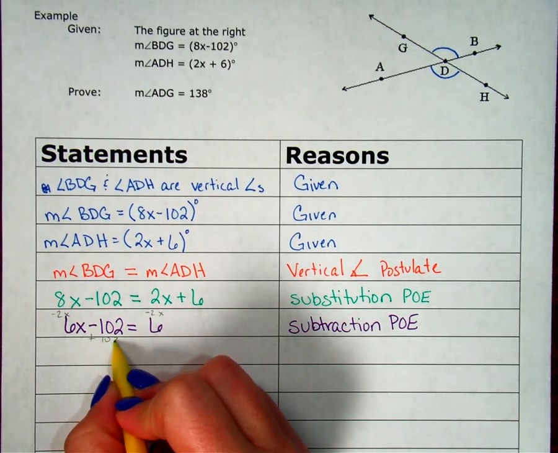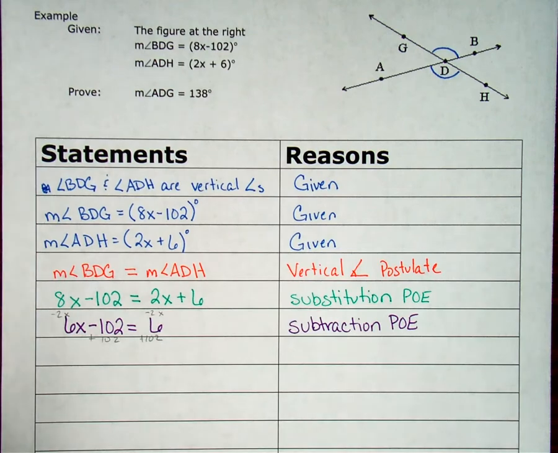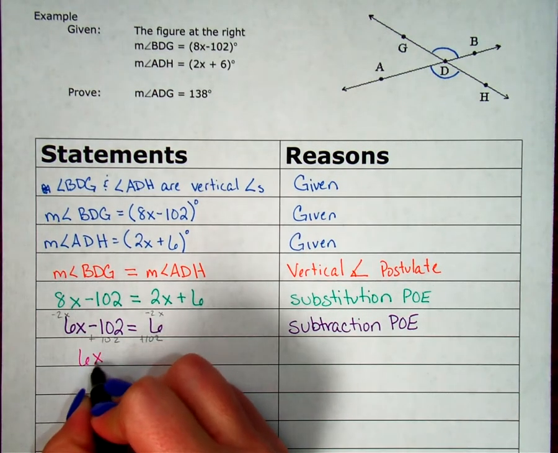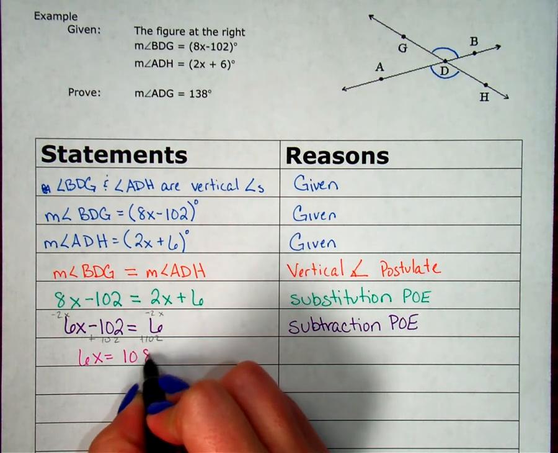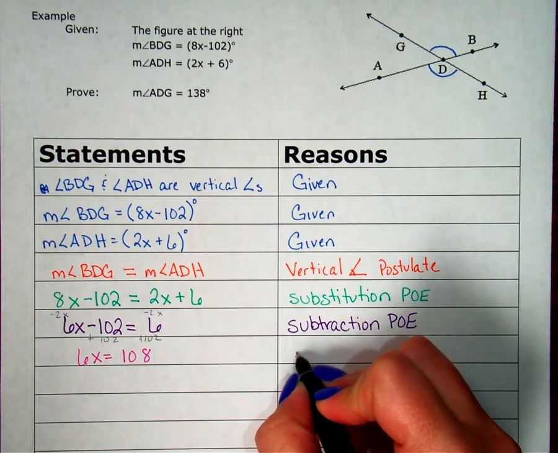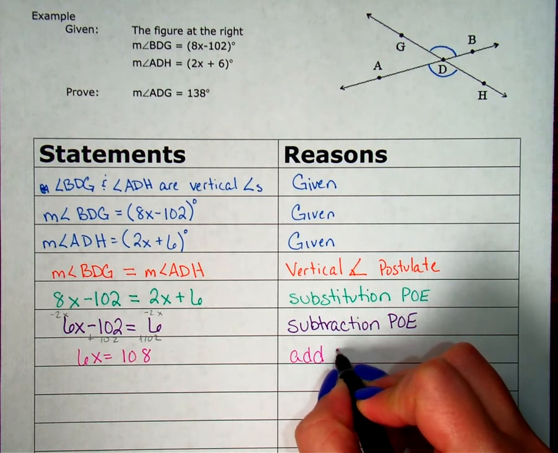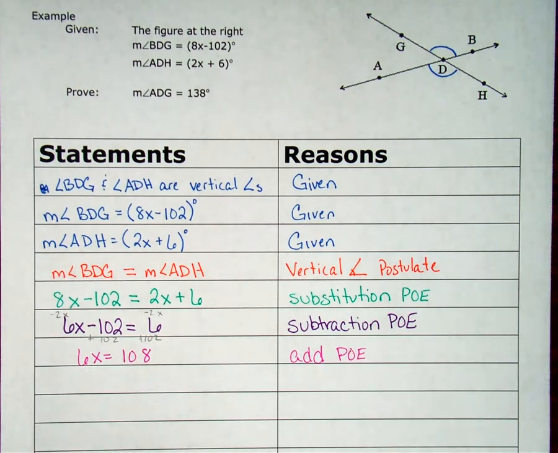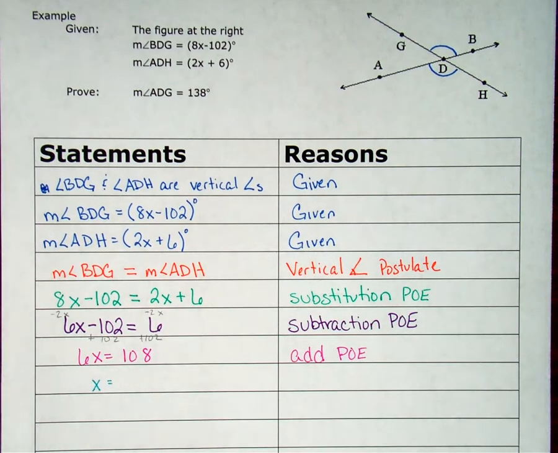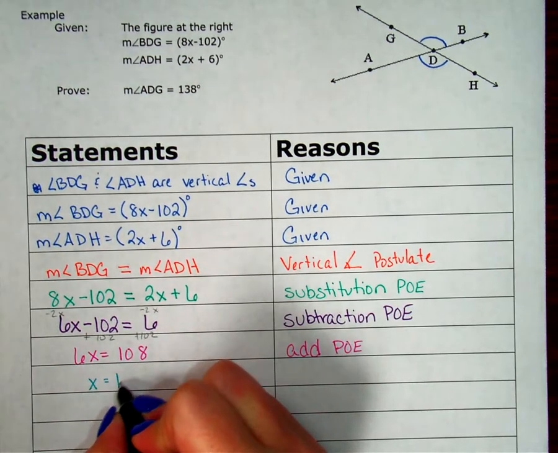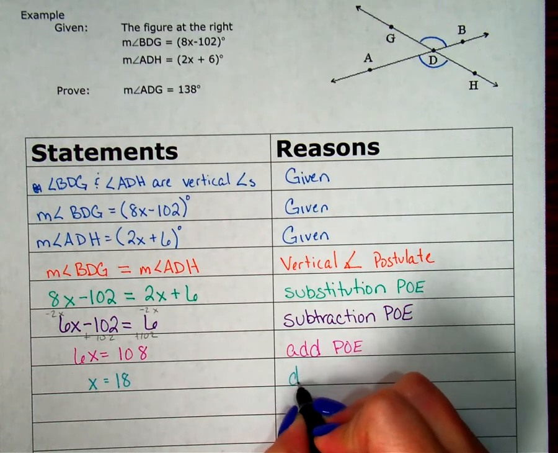So I'm going to add 102 to both sides. 6x equals 108, because 102 plus 6 is 108, and we added 102 on both sides, so addition property of equality. And last but not least, we're going to divide both sides by 6, and x is going to equal, let's see, 108 divided by 6 is 18. And how did I get from here to here? I divided by 6 on both sides.